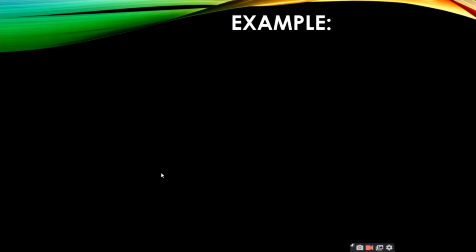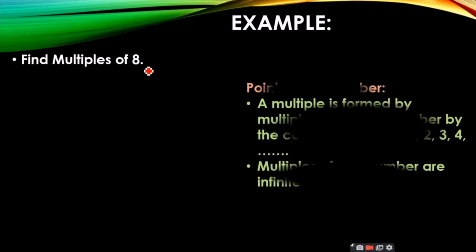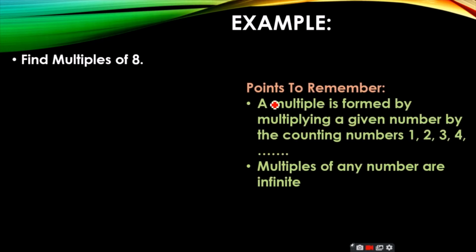Now let's do some examples of multiples. Find multiples of 8. Before finding the multiples of 8, we have to remember these points. A multiple is formed by multiplying a given number by the counting numbers 1, 2, 3, 4 and so on. Multiples of any number are infinite. There is no limit to multiples; they are infinite.